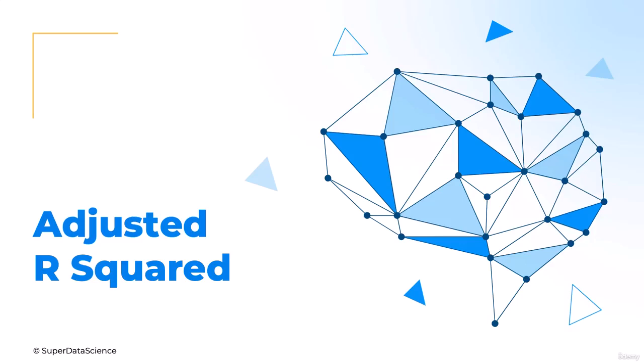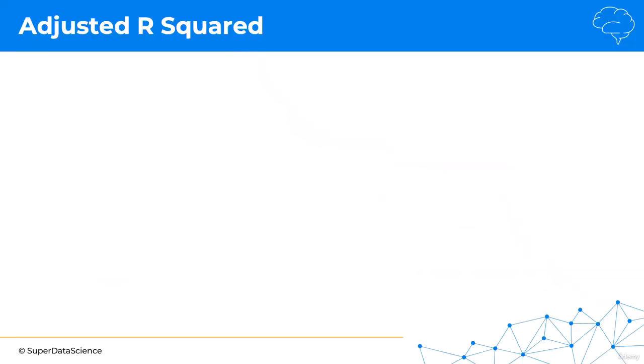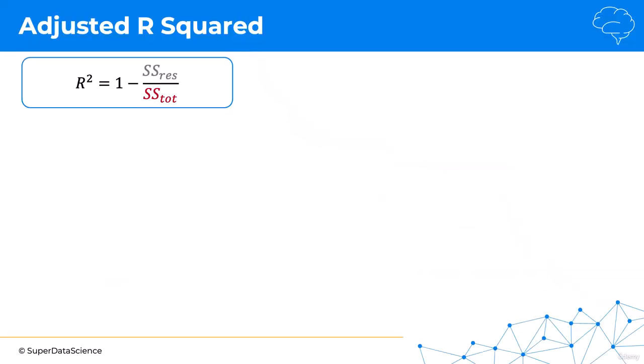Hello and welcome back. Today we're continuing our saga of model evaluation and we're talking about adjusted R-squared. Previously we discussed R-squared, which is defined as 1 minus the residual sum squared divided by the total sum squared, and R-squared is a goodness of fit for our models.